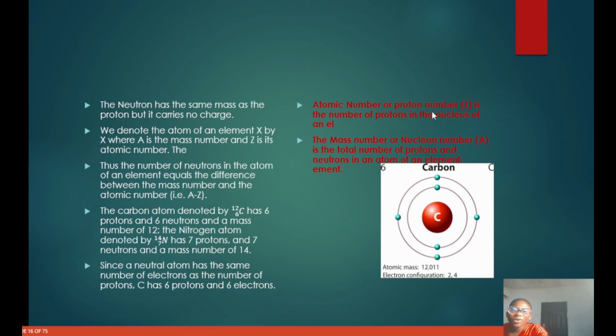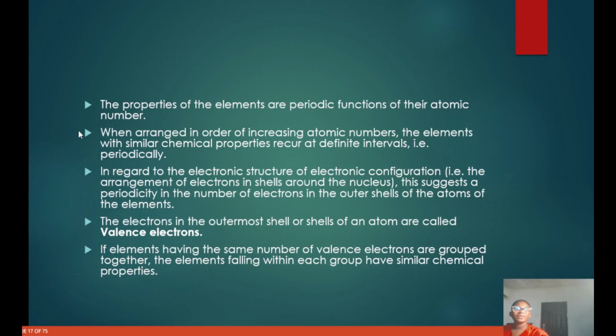So atomic number or proton number is the number of protons in the nucleus of an element, while the mass number or nuclear number is the total number of protons and neutrons in an atom of an element. Don't forget that. The properties of the elements are periodic functions of the atomic number. So the atomic number determines their properties.